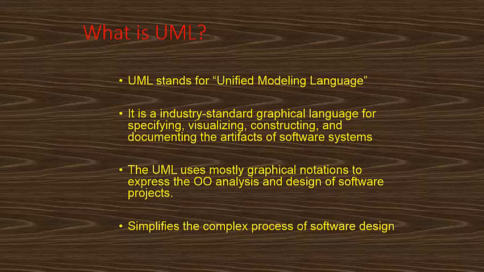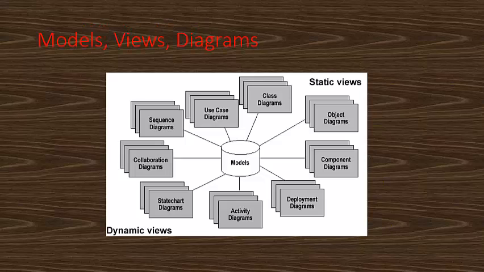What is UML? UML stands for Unified Modeling Language. It is an industry standard graphical language for specifying, visualizing, constructing, and documenting the artifacts of software systems. The UML uses mostly graphical notations to express the OO analysis and design of software projects. It simplifies the complex process of software design.